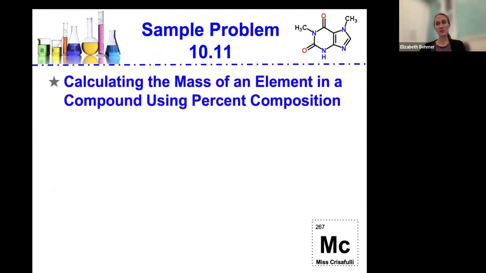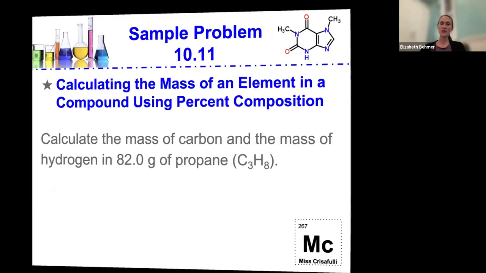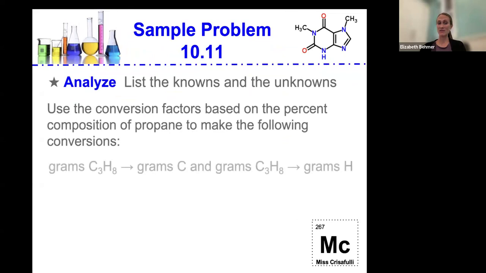So let's use those conversion factors to then calculate the mass of an element in a compound using the percent composition. Calculate the mass of carbon and the mass of hydrogen in 82 grams of propane. So we'll list our knowns and unknowns. We'll use the conversion factors based on the percent composition of propane to make the following conversions: grams of propane into grams of carbon, and grams of propane into grams of hydrogen.